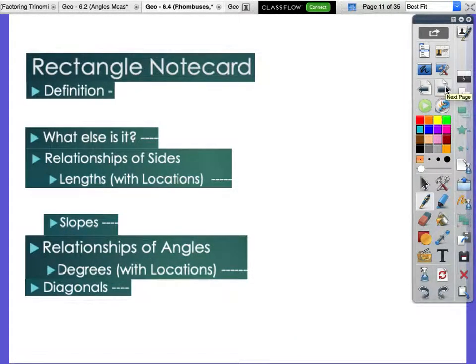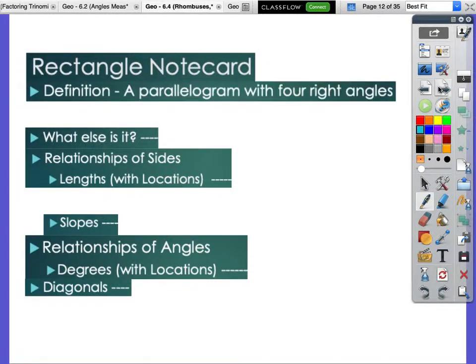Hey, rectangle note card. Okay, we're gonna start with the definition. Then we're gonna go into our other things that hopefully you guys have, and we'll recap and make sure we all have similar things. If you need to, we'll correct them. So definition: it's a parallelogram with 4 right angles. So it's like a parallelogram, but we have the added definition that it also has 4 right angles. Everything we know about a parallelogram, we also know about a rectangle, but we know a little bit more.